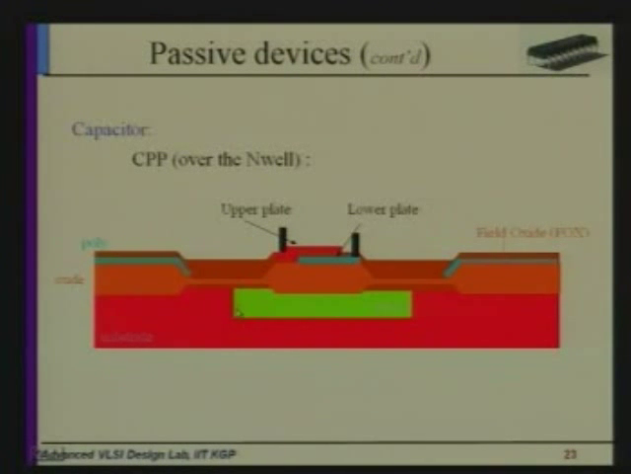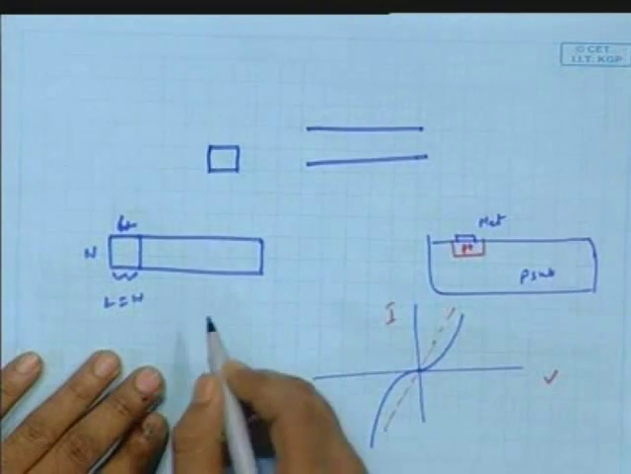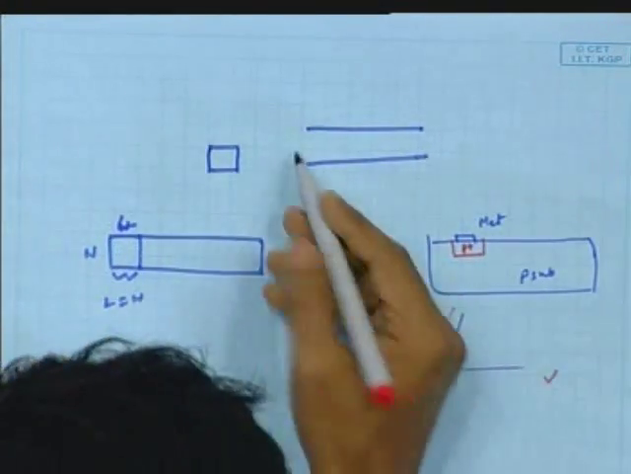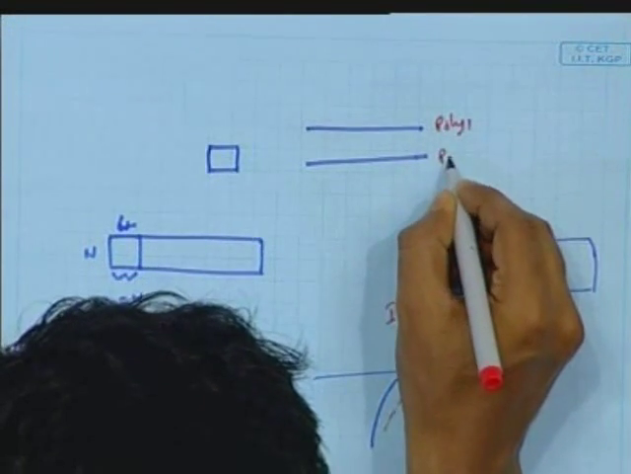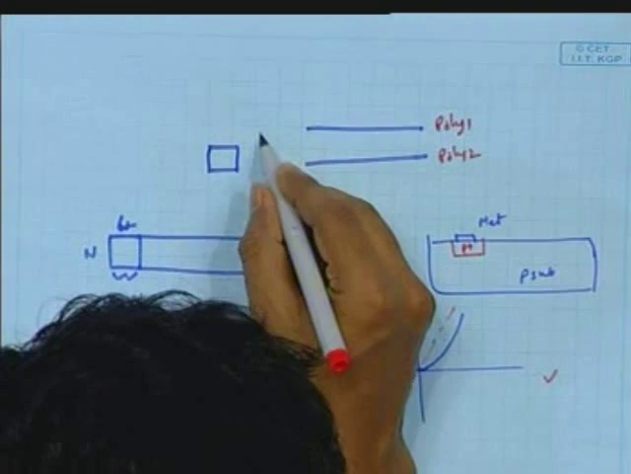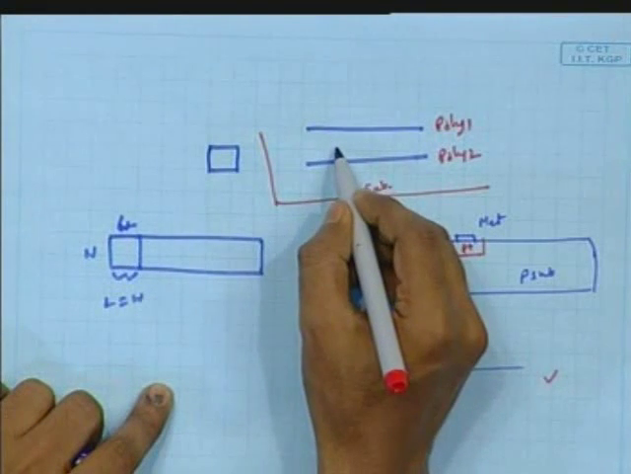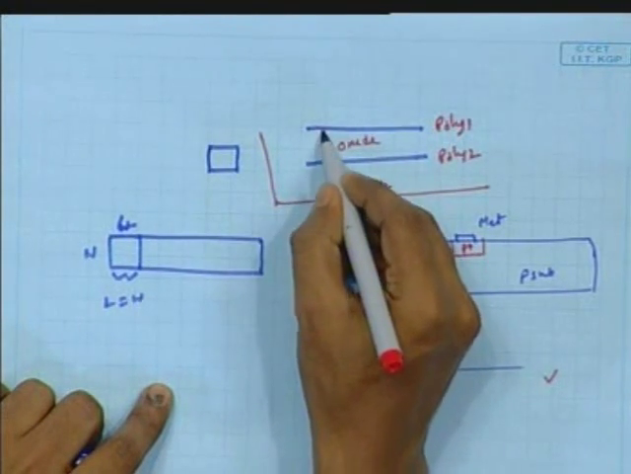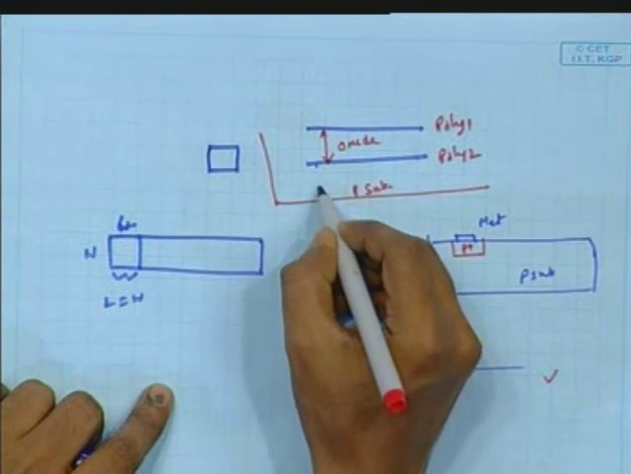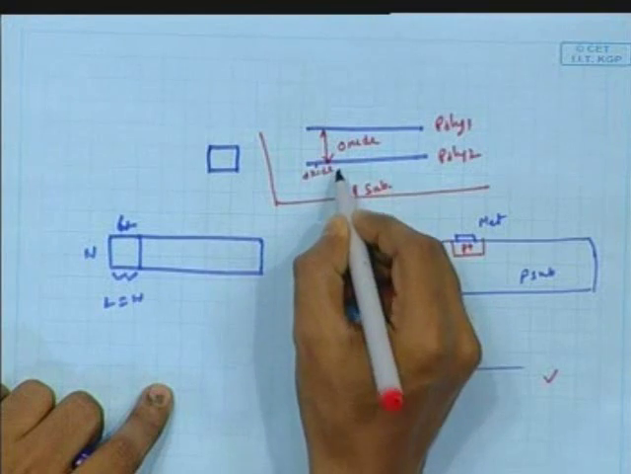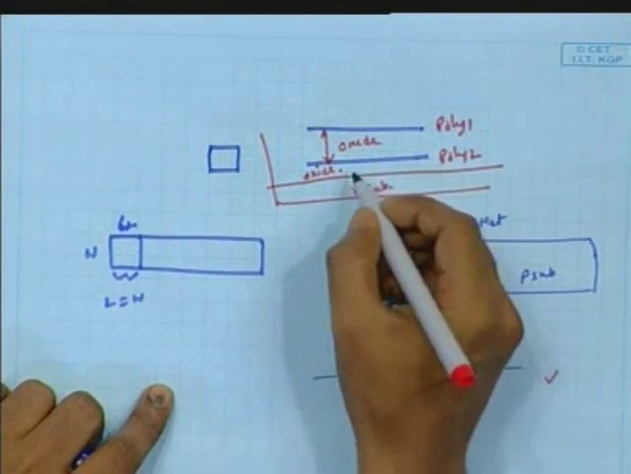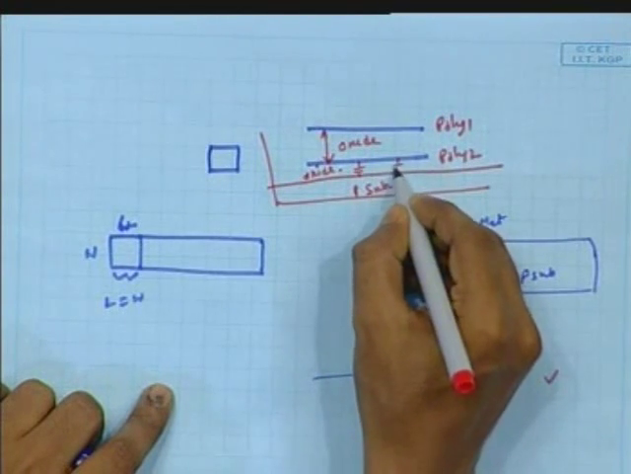What is the advantage of this capacitor? If we use the NWELL below the capacitance, that will reduce the parasitic capacitance. Consider this structure. This is one capacitance poly, this is another poly, poly 1, poly 2, and this is the substrate. This is the oxide. The capacitance between these two is the required capacitance, right? Now from here to here there is some oxide, and this is the substrate, so you can see some capacitance here. This is the parasitic capacitance.